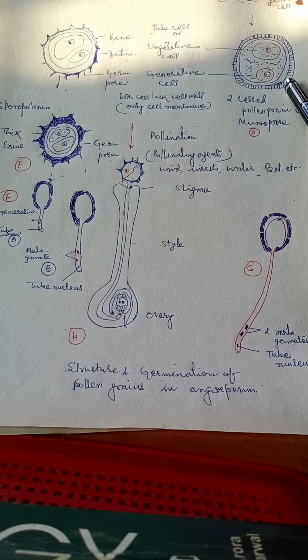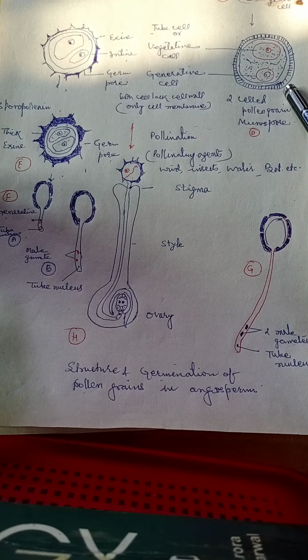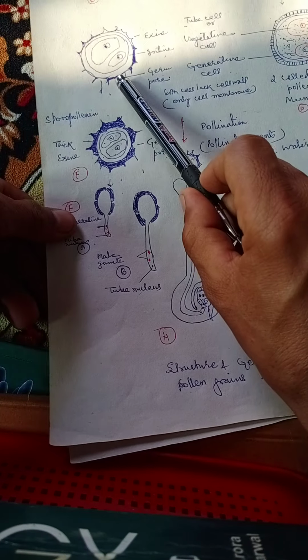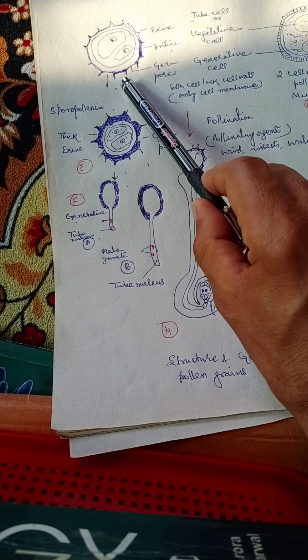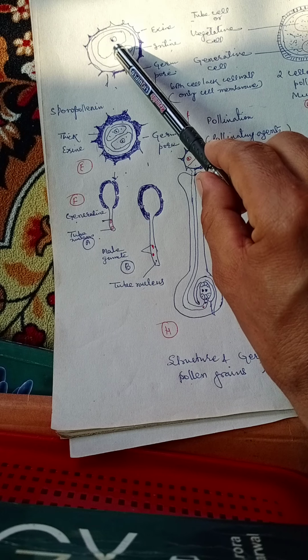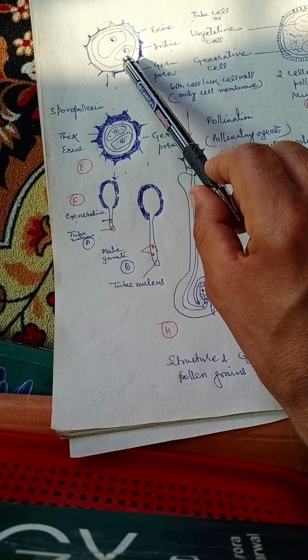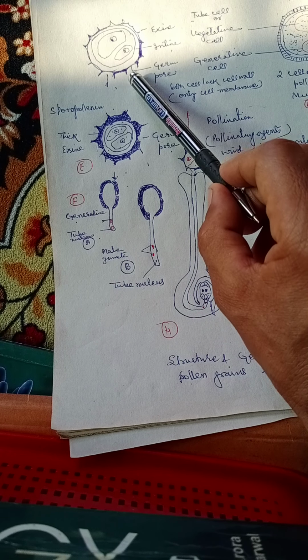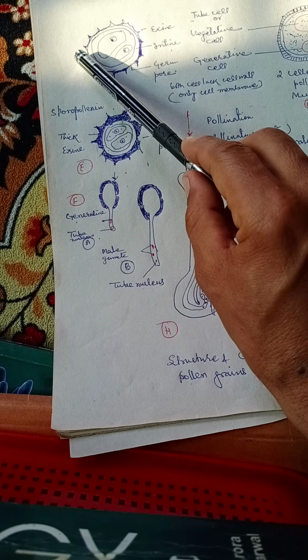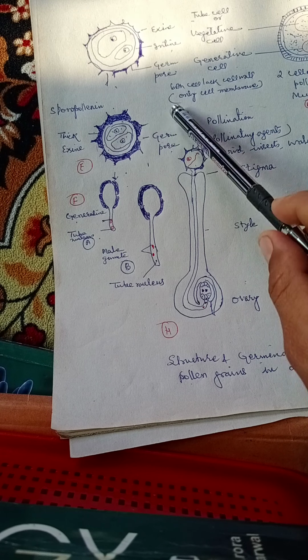This outer exine is made up of sporopollenin. Sporopollenin is a chemical substance which is indestructible and does not get decomposed in the environment. This is the magnified view or another structure of the pollen grain, having two cells, the generative and vegetative cell. The generative one is bigger and the vegetative cell is the smaller one, and it shows the exine and intine.